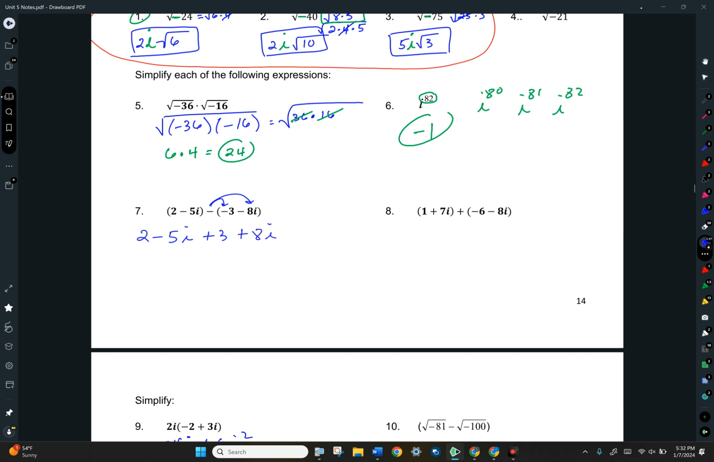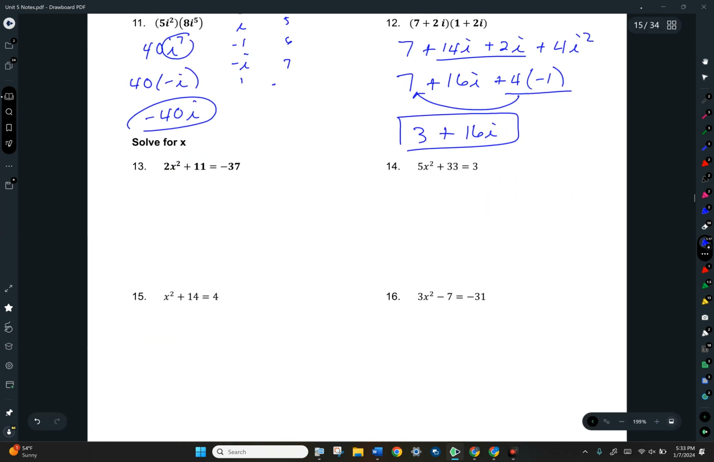Now I do want to combine like terms. So 5, when I combine the 2 and the 3, -5i, +8i is going to be +3i. But it's perfectly fine to have that as your answer, because you don't have an i squared or an i cubed or anything as a higher exponent. You just have an i. And the same thing is going to happen with a problem like number 8.